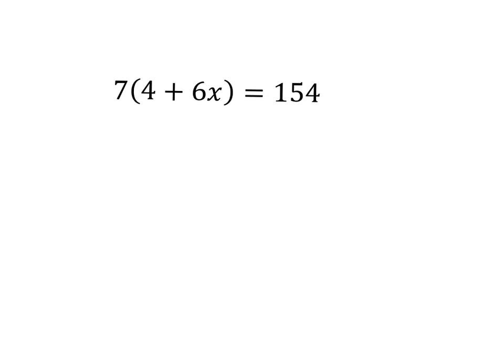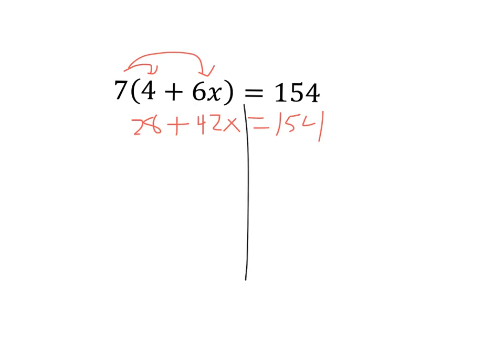Now for this one, we have 7 times the quantity 4 plus 6x, so we will distribute that 7 to both terms. We get 7 times 4 is 28, plus 7 times 6x. Well, 7 times 6 is 42, and then we just keep the x there. And then that is equal to 154. Okay, and now we can solve by drawing in our railroad tracks.